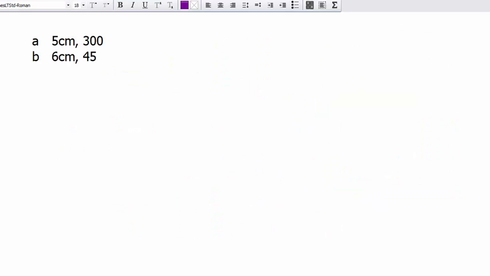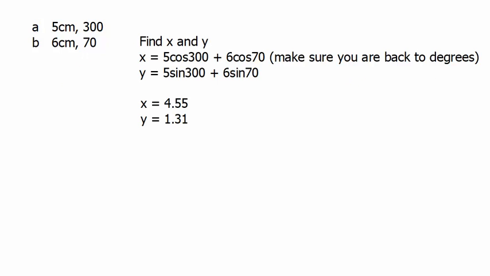So let's take a look at an example. We have 2 vectors that we would like to add. When we do that, we need a couple things. We need to find x and y. Here are the equations for x and y. Do make sure your calculator got put back to degrees. We've been working in radians for a bit. And x is 4.55 and y is 1.31.